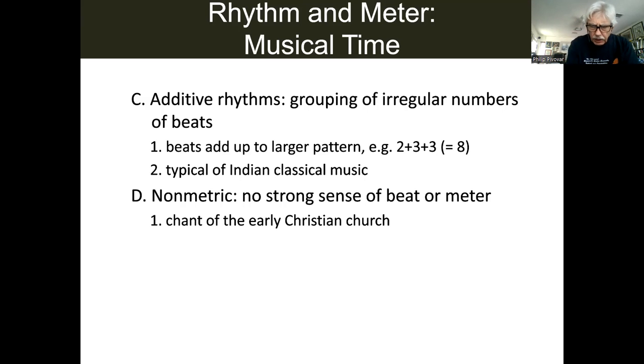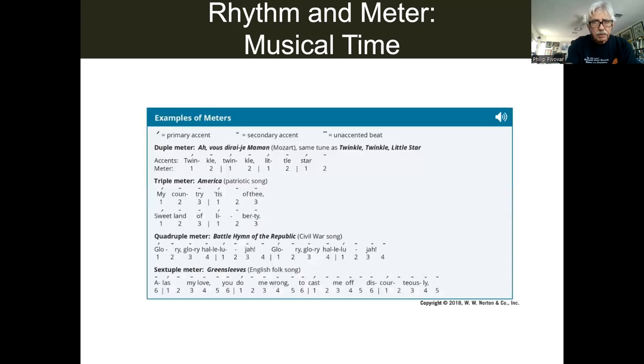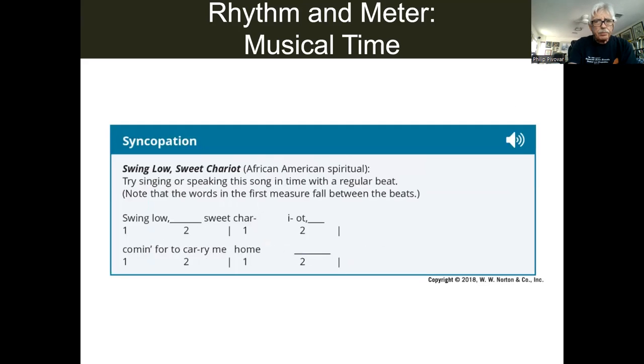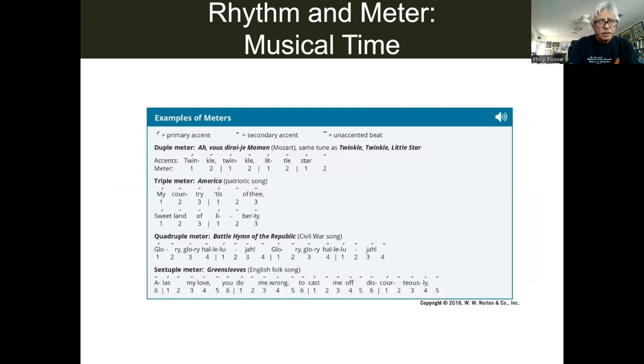Again, non-metric, and we're going to study the first music from the Middle Ages in the Christian church is non-metric. These are examples of music that show you the different meters, and I'm not going to do that. Syncopation, Swing Low, Sweet Chariot. That starts with a syncopation. Rather than saying swing low, it's swing low, sweet chariot. So that's syncopation. Okay, back to this slide.